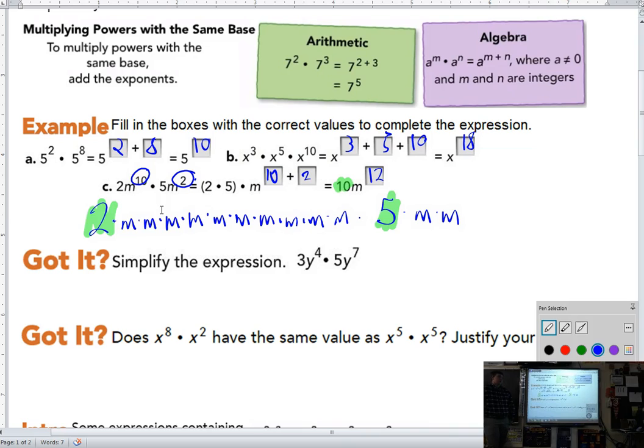Okay. Because I can't push it together. The 2 and the 5 can be multiplied and can be combined into one other number. So that's what I mean by can be multiplied. They can be combined. So I probably misspoke there a little bit.